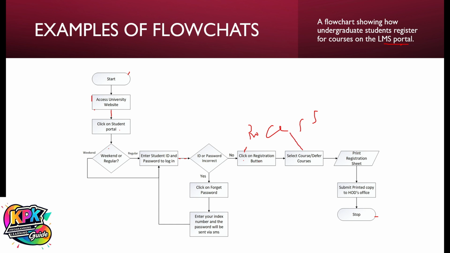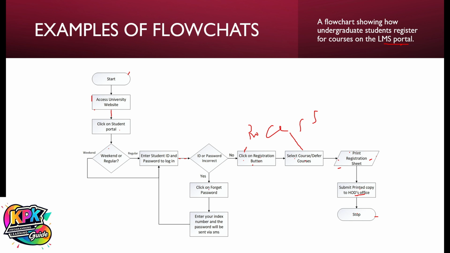So if the password is correct, you click on the registration button. Then you follow this to select courses that we want to defer or register. And then this is a document, so we print the registration sheet. I'm saying that this is used to represent documents. Then here there is a process happening. You submit the printed copy to the HOD's office, the registrar's office, or the administrative offices. Then we end.